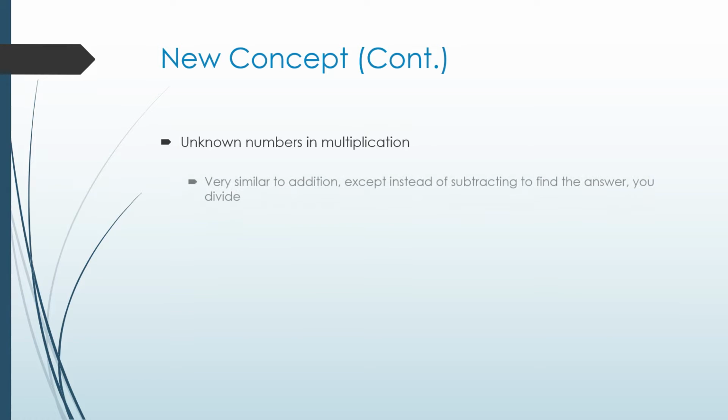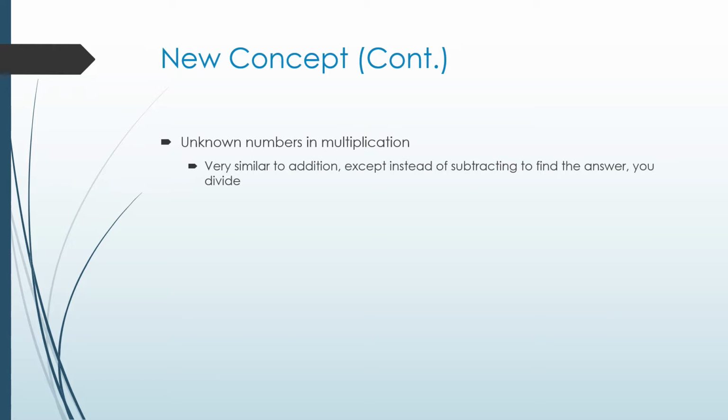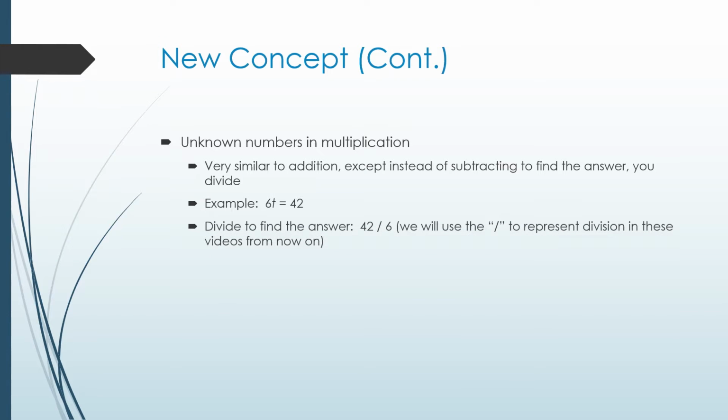For multiplication, it's pretty much the same, except instead of subtracting to find the answer, you're going to be dividing. So anytime you're missing one of those factors in a multiplication problem, you're going to divide by taking the product divided by the known factor. So here we have 6t. T is our variable, and remember when they're right next to each other like that, that means multiplication. 6t equals 42. So we will do 42 divided by 6. I'm going to use the slash, just a note here, to represent division because that's what you have available to you on your Chromebooks when you're doing your practice problems.